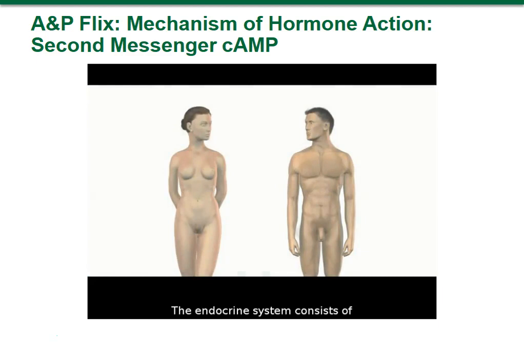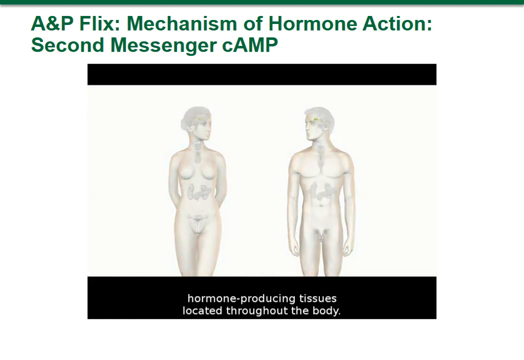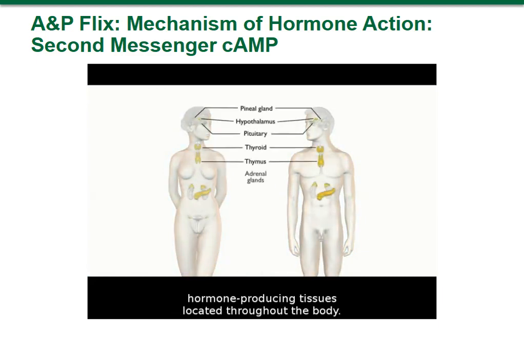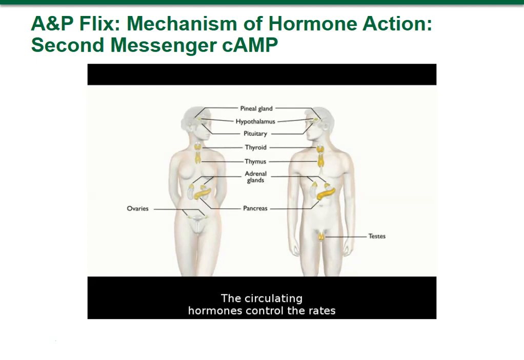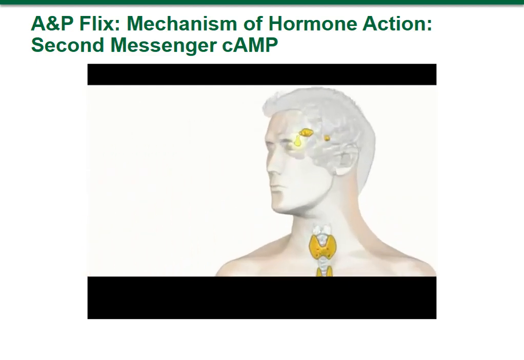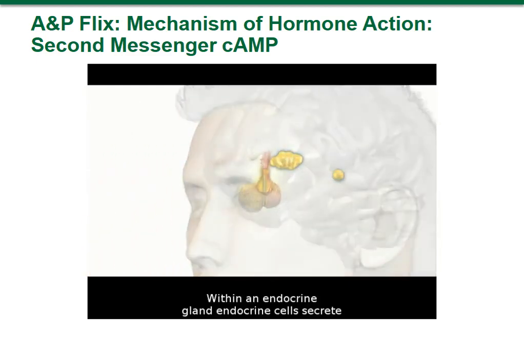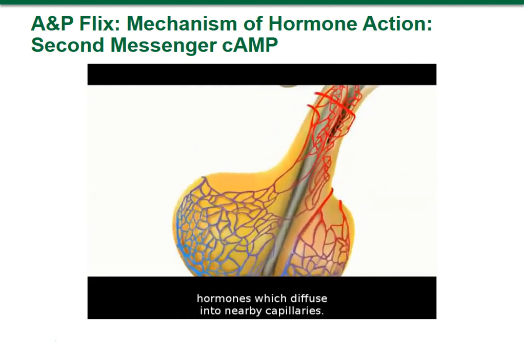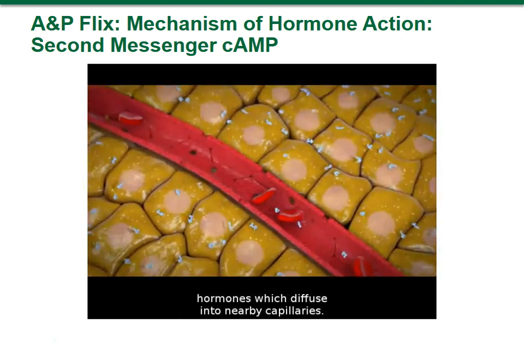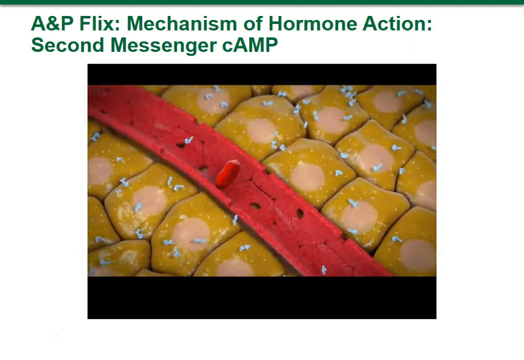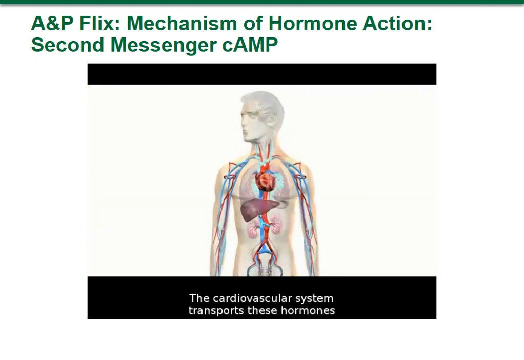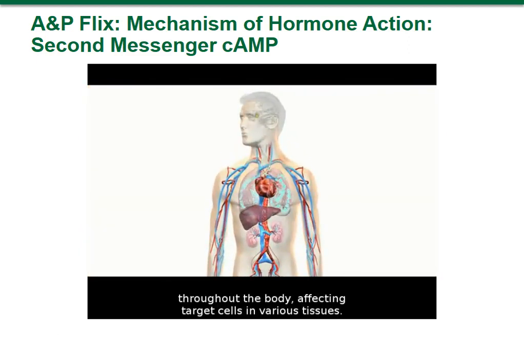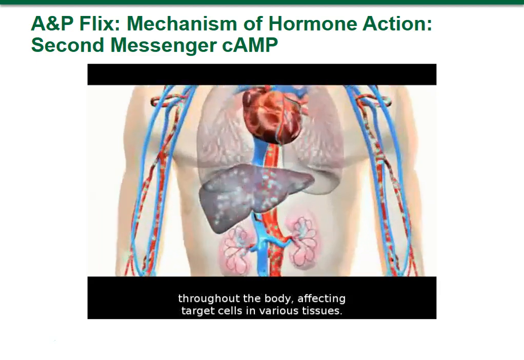The endocrine system consists of hormone-producing tissues located throughout the body. The circulating hormones control the rates of body processes and maintain homeostasis. Within an endocrine gland, endocrine cells secrete hormones, which diffuse into nearby capillaries. The cardiovascular system transports these hormones throughout the body, affecting target cells in various tissues.